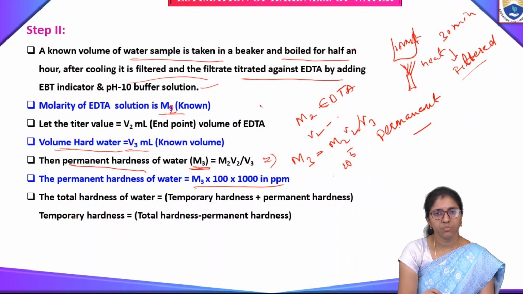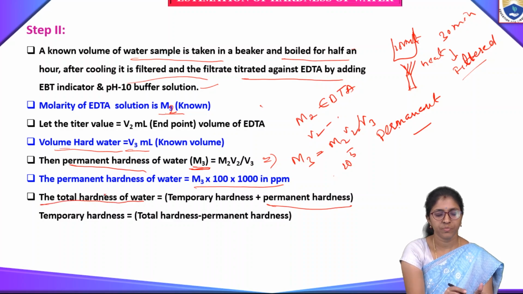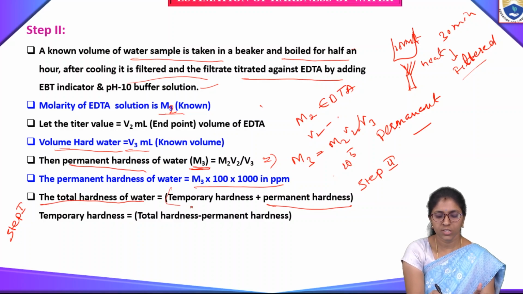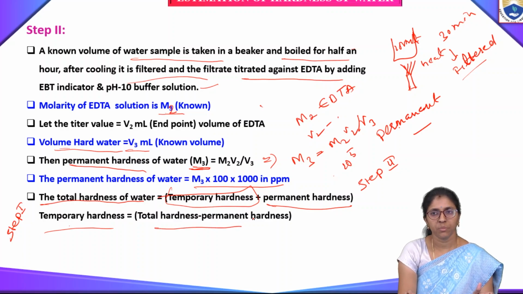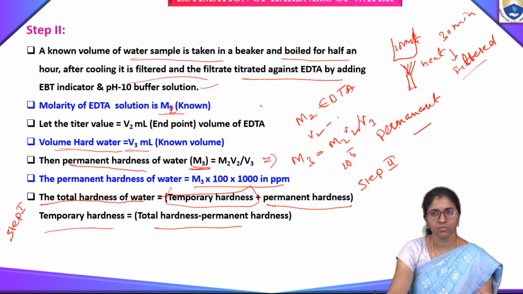From the first step we got the total hardness of water. From the second step, we get the permanent hardness of water. So the temporary hardness of water equals total hardness minus permanent hardness. By using this complexometric titration, we can estimate the total hardness, temporary hardness, and permanent hardness of water. This is the use of complexometric titration for the estimation of hardness of water.